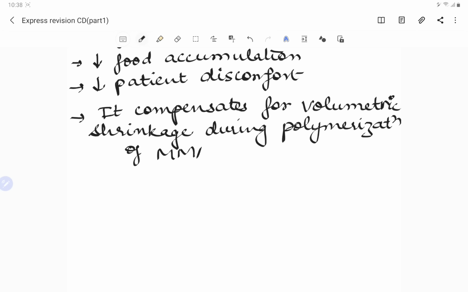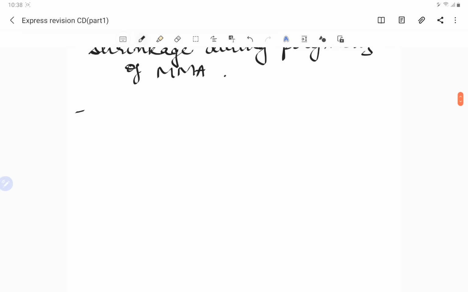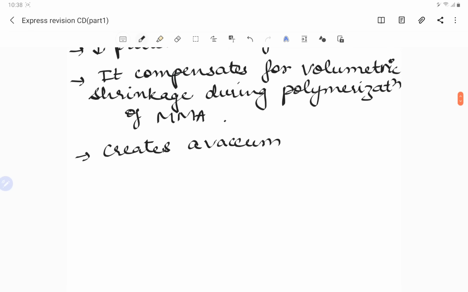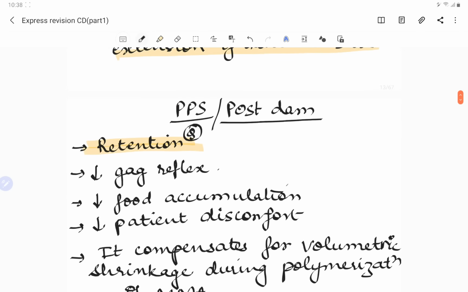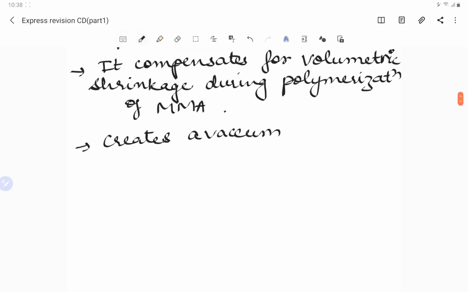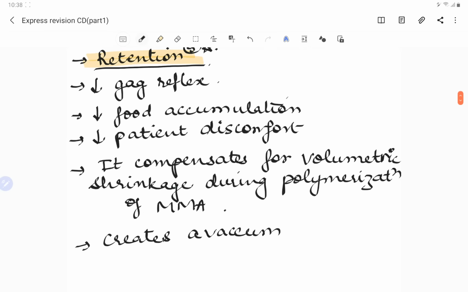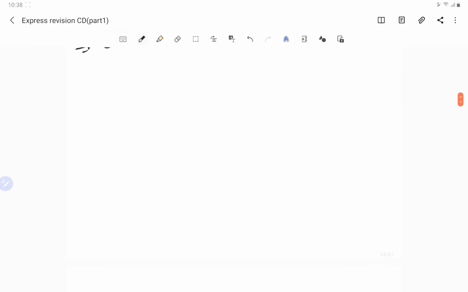Methyl methacrylate. Okay, and it creates a seal, a vacuum between the denture and the tissues, and most importantly it aids in the retention of the denture, which is a very important function of the PPS. So the most important function, the most common function, is the retention of the denture.